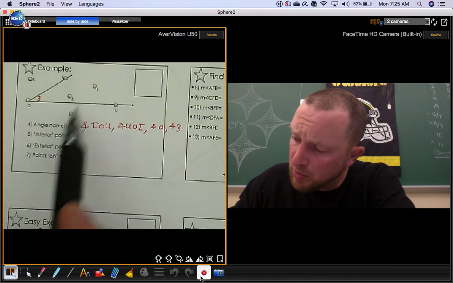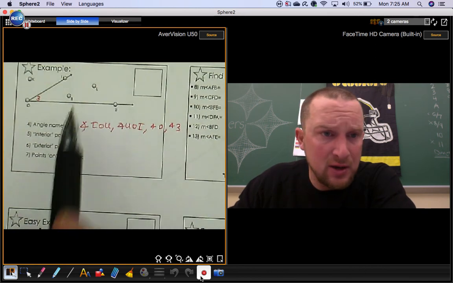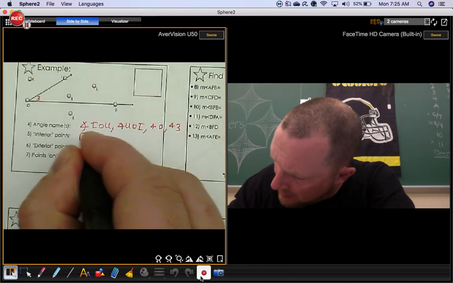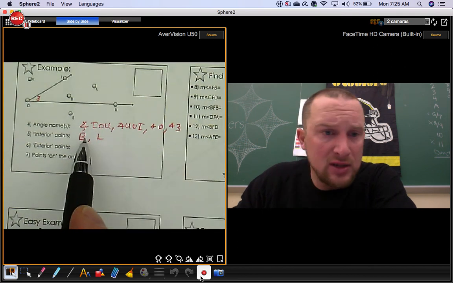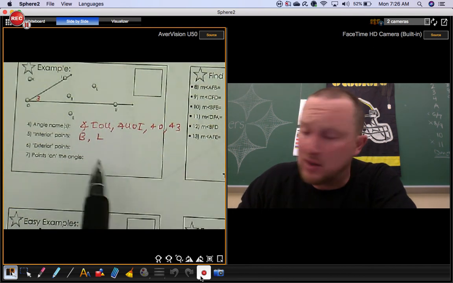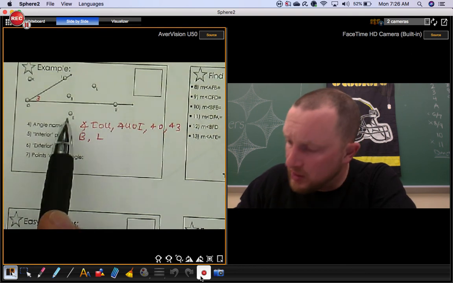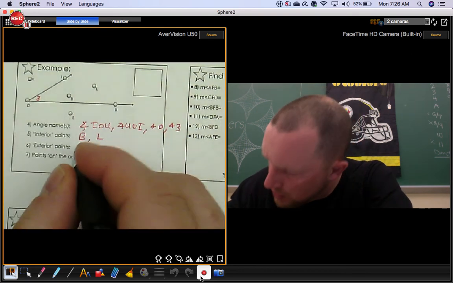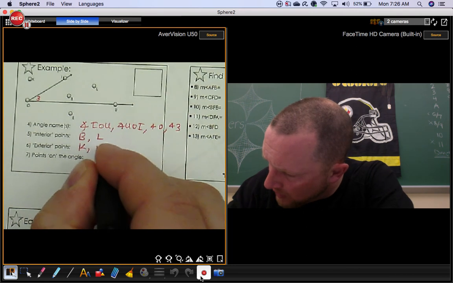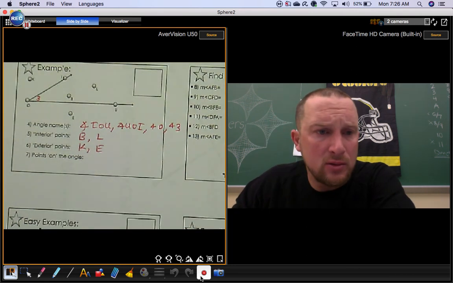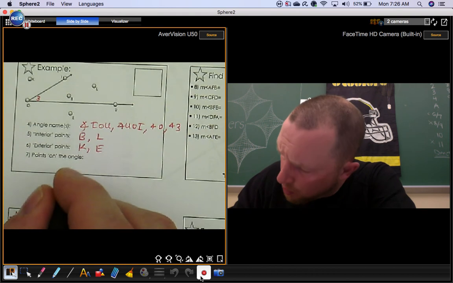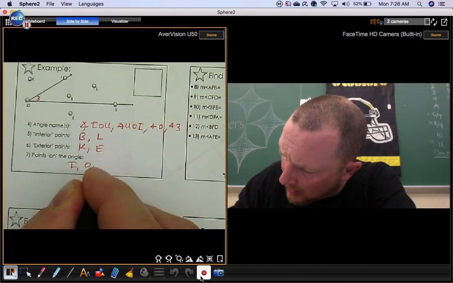Now there are some points that are on the interior of this angle. That would be point B and point L. And notice how I use 1 capital letter to name the points and I separate them with commas. The exterior points are the points that live outside the angle. So point K and point E are outside the angle. The points that are on the angle would be point I, O, and U.